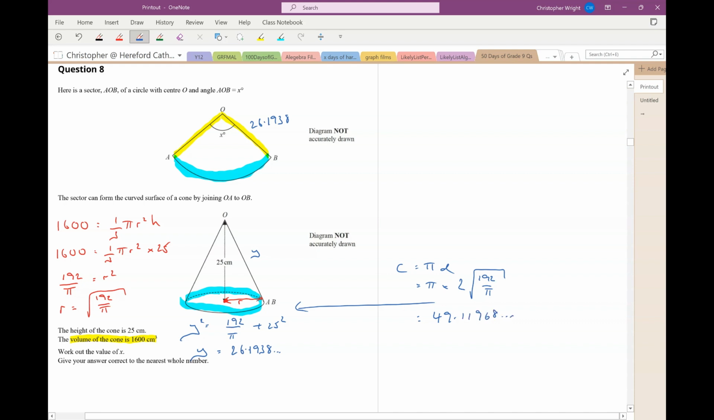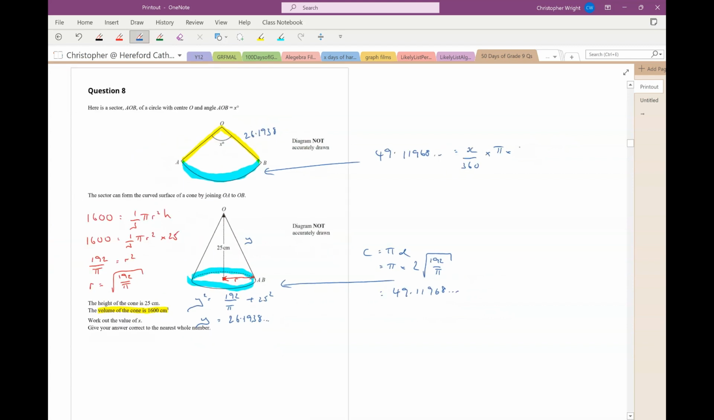That's 49.11968, and so on. And I know, therefore, using this diagram here, that that curved blue part of the circumference also has a length of 49.11968, and so on, and I know that equals x 360ths of pi times the diameter, where the diameter is twice that 26.1938, so pi times 2 times 26.1938. So I suspect that I've ended up with an equation here I can solve for x.